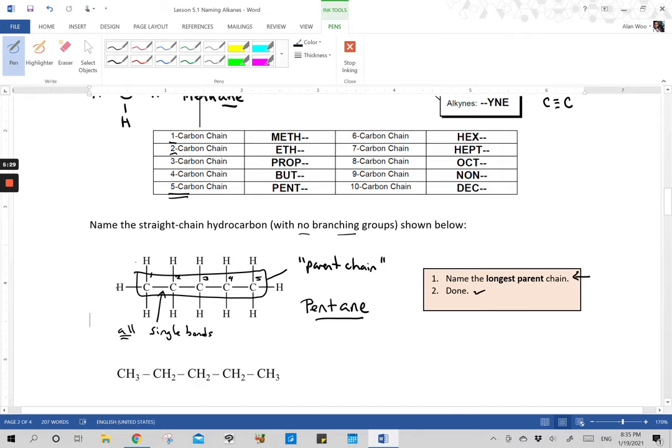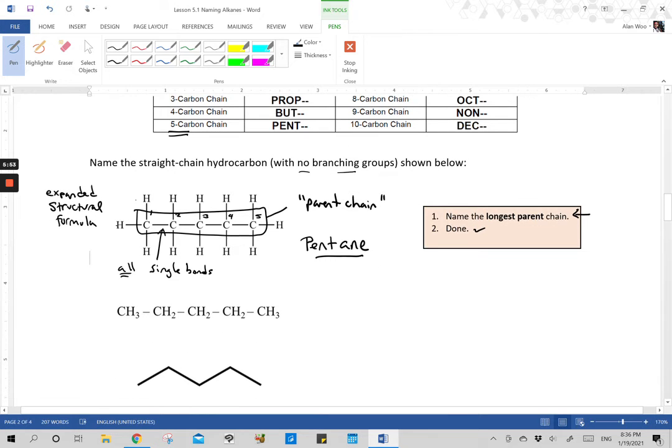Okay. So this is called an expanded structural formula, because it's expanded: you can see all the bonds and how they all attach to every atom. Most chemists can be lazy sometimes, so it's understandable that we don't always want to draw out each and every single bond. So in the second example here, I have something called a condensed structural formula.